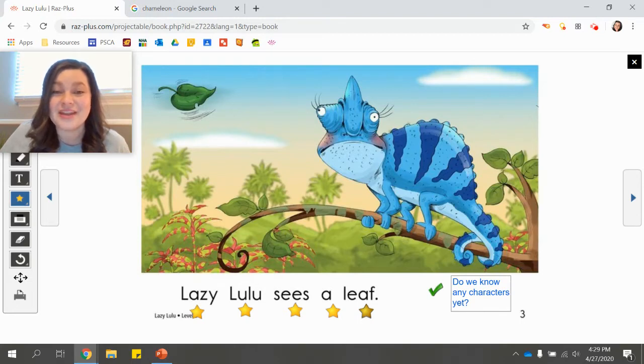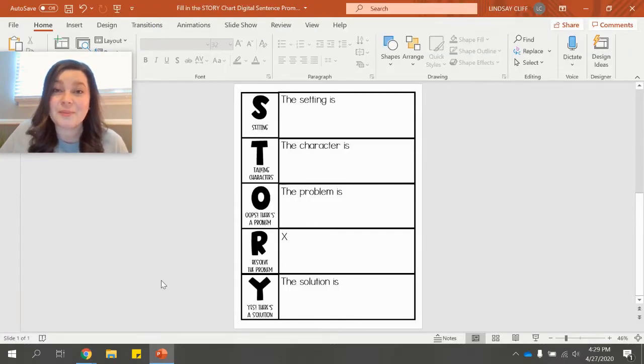Nice job. Do we know any characters yet? I think we know one character so far, so I'm going to go to my story chart. Remember, my story chart is going to help me record some of the story elements that I see throughout the book, and that's going to help me remember the important parts so I can retell the story in order later. So I'm thinking about who the character is. I want you to pause the video, turn and talk with a parent or sibling about who the character is so far.